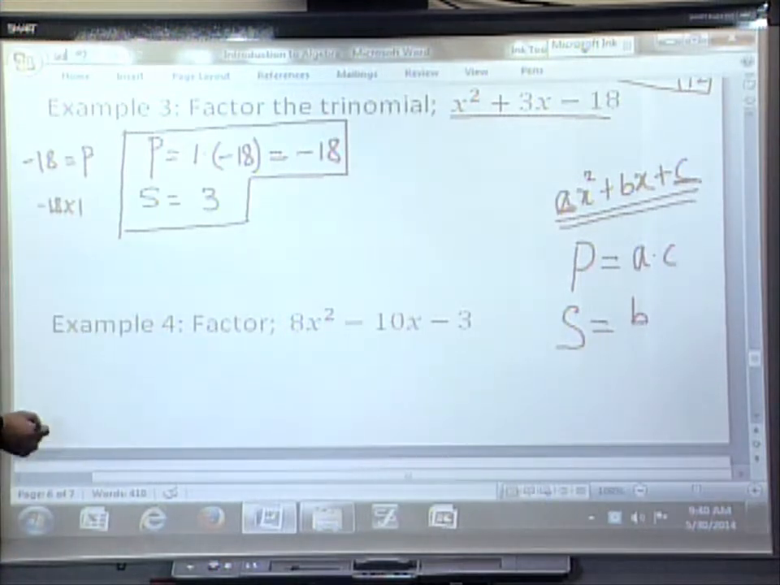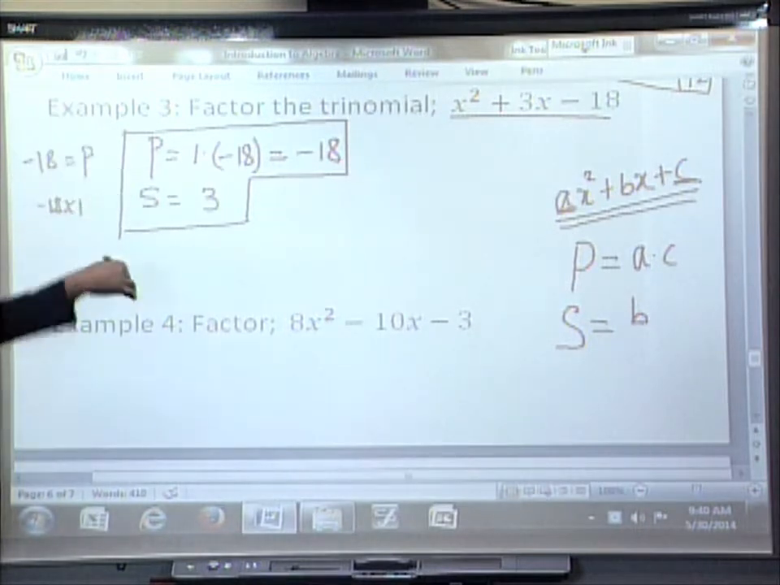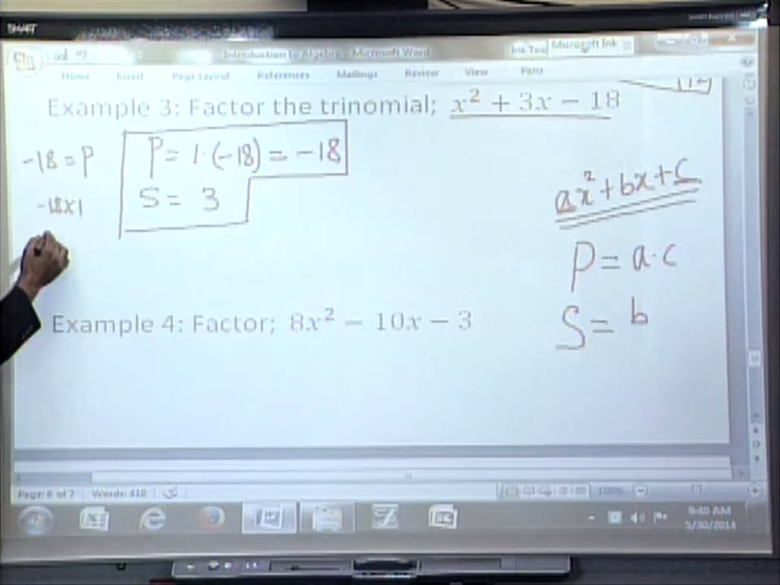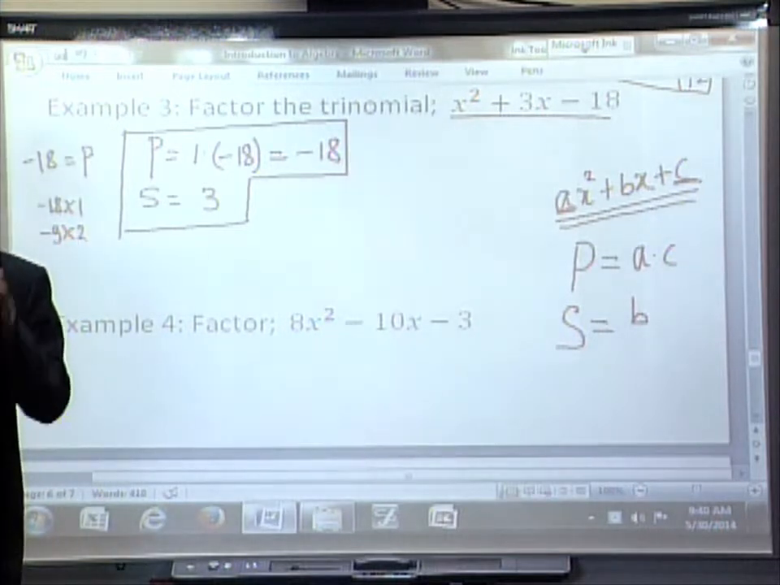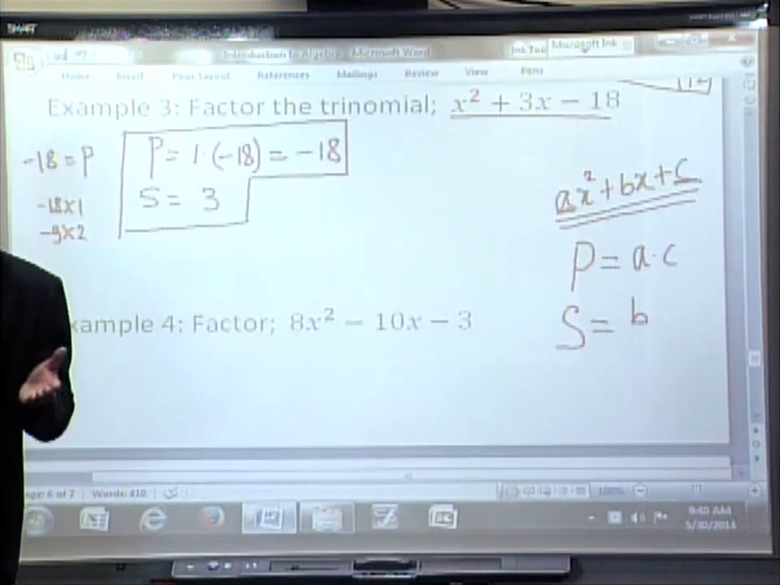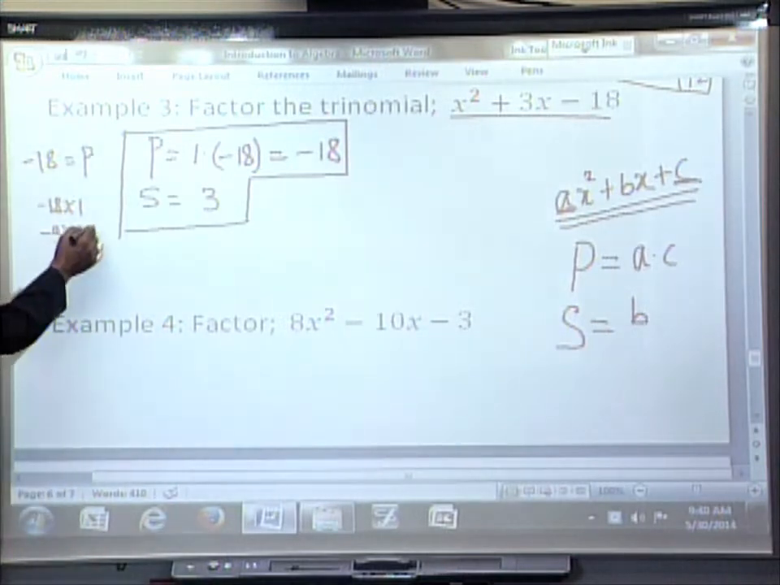Let's think of another factoring. There are a bunch of possible factorings of negative 18. You might want to make a list. Let's see, I will do negative 9 times 2. Negative 18 can be written as negative 9 times 2. Well, if I add negative 9 and 2, will I get a positive 3? No, negative 9 plus 2 is negative 7. So this does not work. Let's think of another way of factoring.